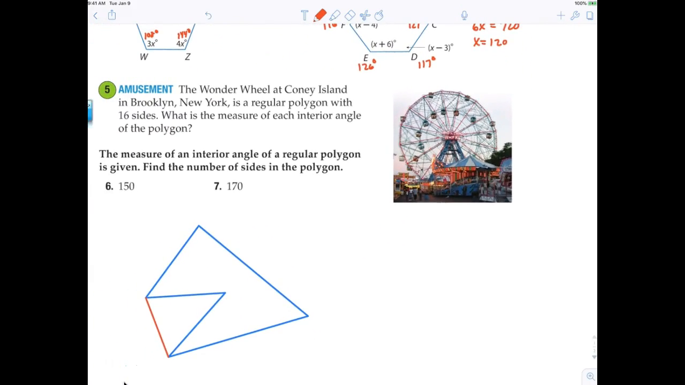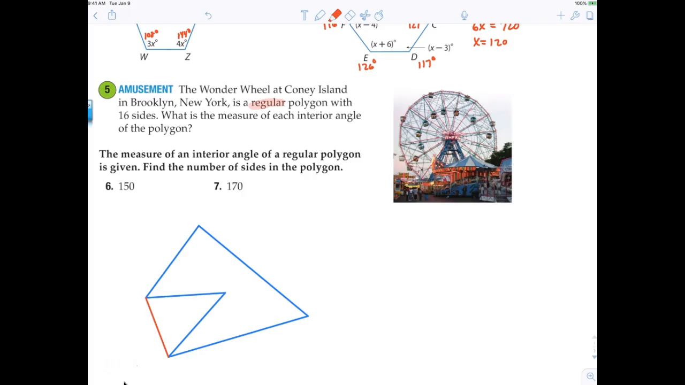All right, now here it says, the Wonder Wheel at Coney Island in Brooklyn, New York is a regular polygon with 16 sides. What is the measure of each interior angle? Okay. Now, does anybody remember what regular means? It has no curves and it's closed. All the sides are equal.